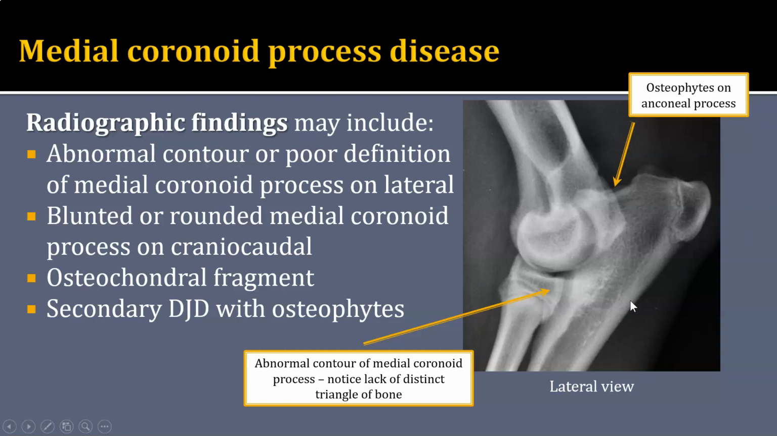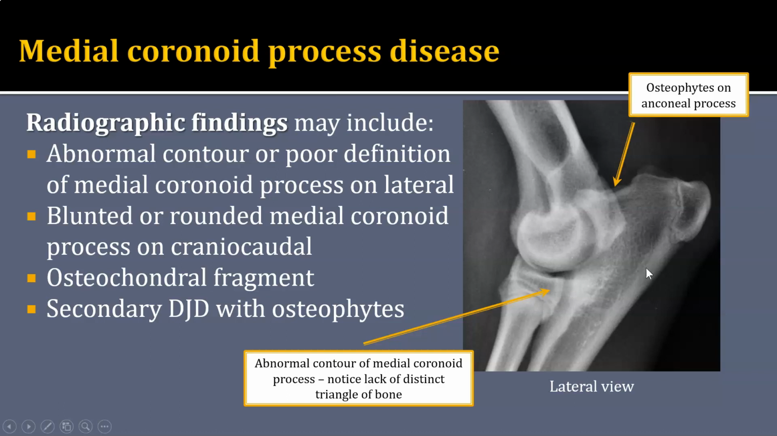On the lateral view, we're going to be able to look for a couple different things. The first thing that I like to look for is remembering where that medial coronoid process is. That should be a nice discrete triangle of bone that is superimposed over the caudal part of the radial head. On this lateral view, we can see if we can see that medial coronoid process well, or as in this case, it looks like it has an abnormal contour or poor definition, so I really can't see it very well.